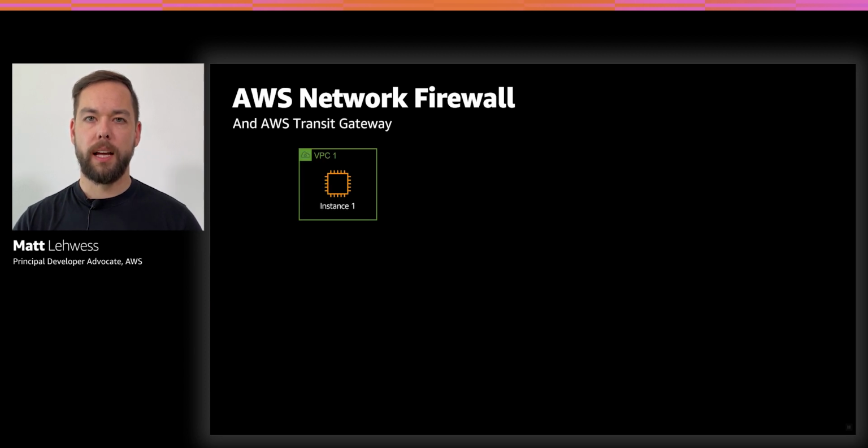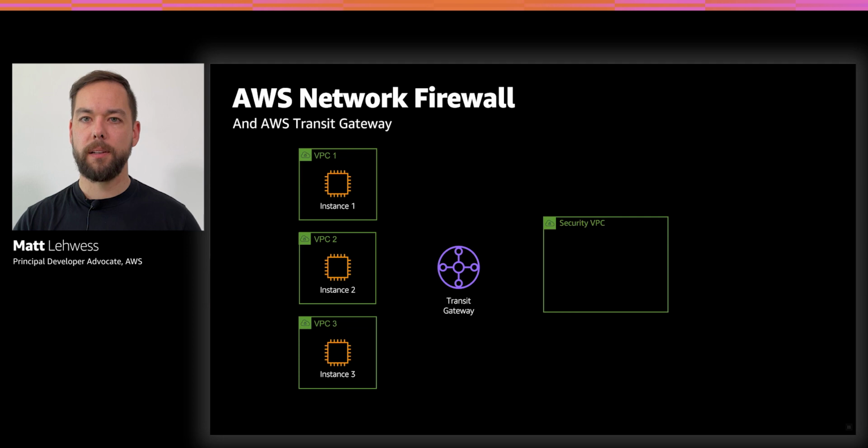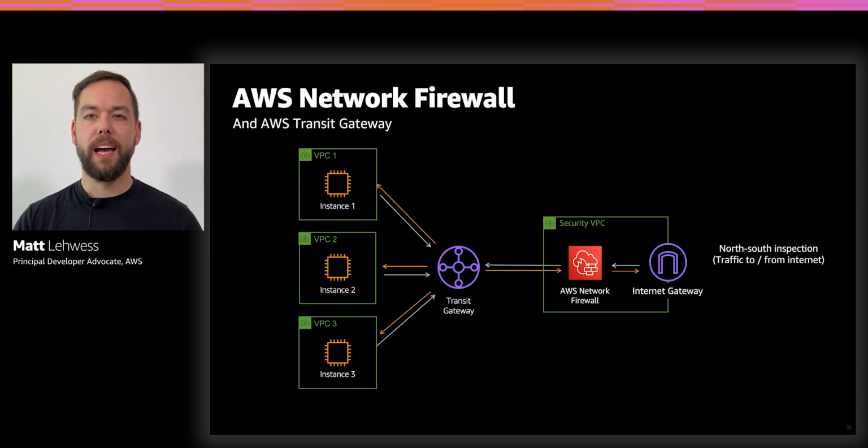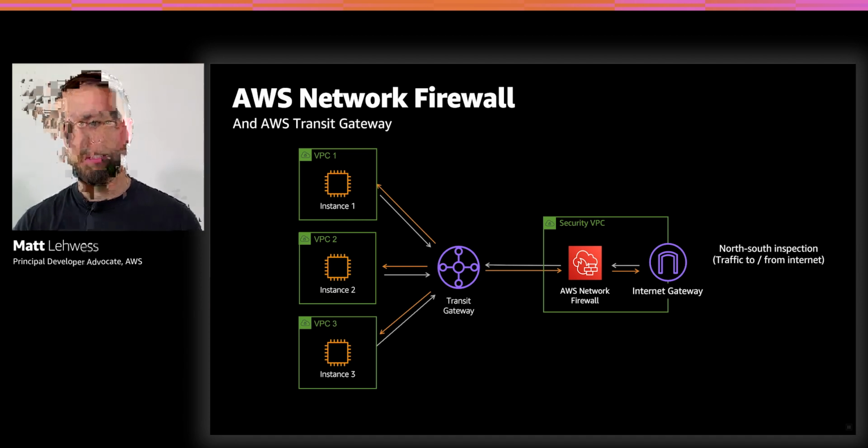And so we can build the Network Firewall with Transit Gateway in this case. So now we've got a centralized VPC with a Network Firewall. And essentially this is going to allow you to have that centralized VPC with a managed firewall running inside that security VPC.